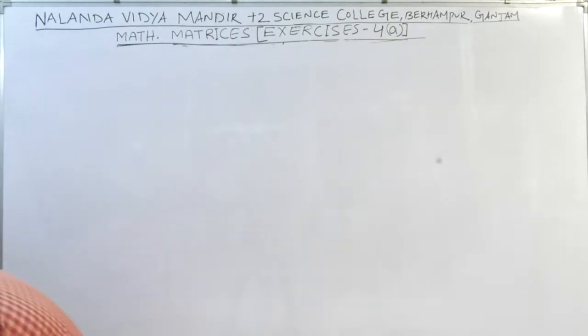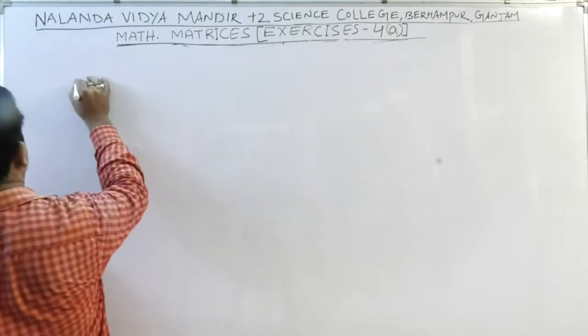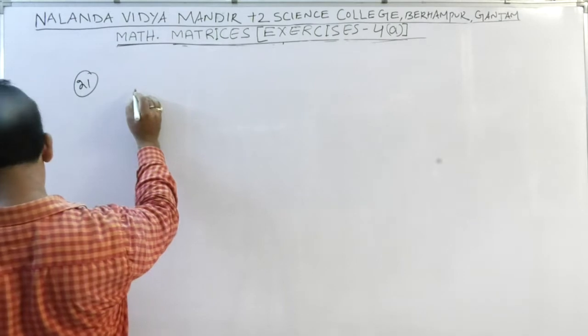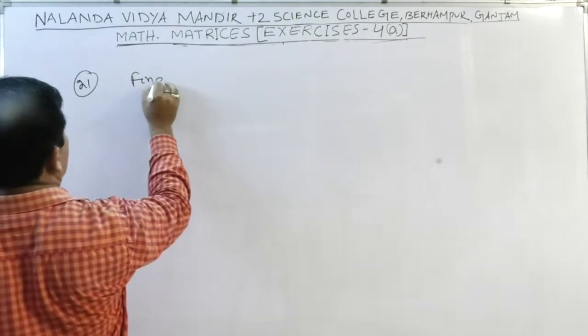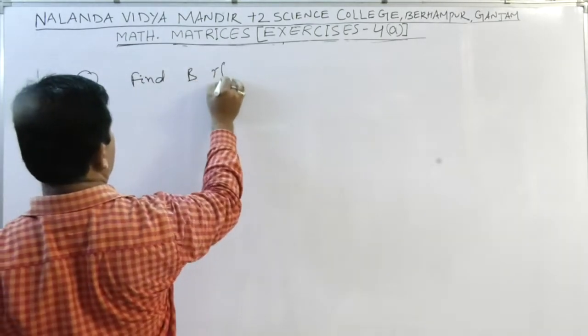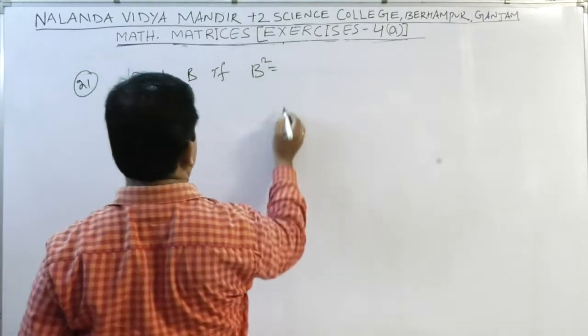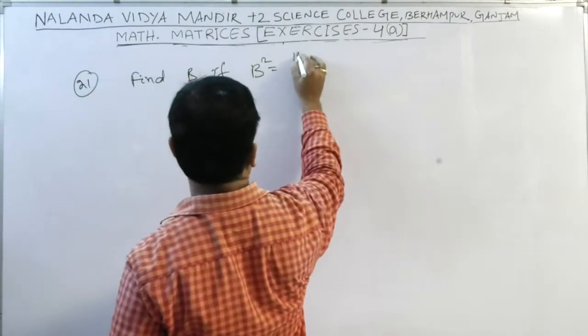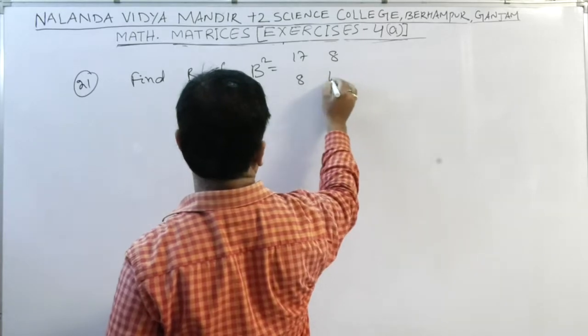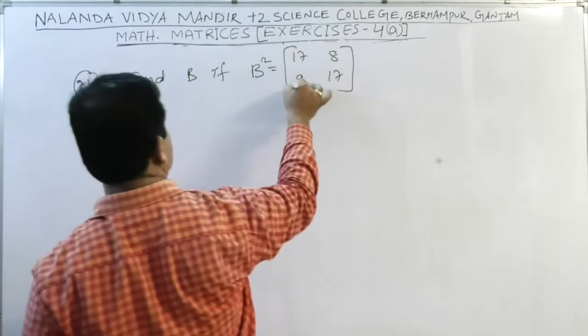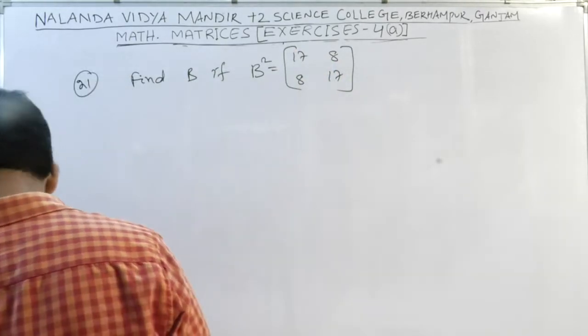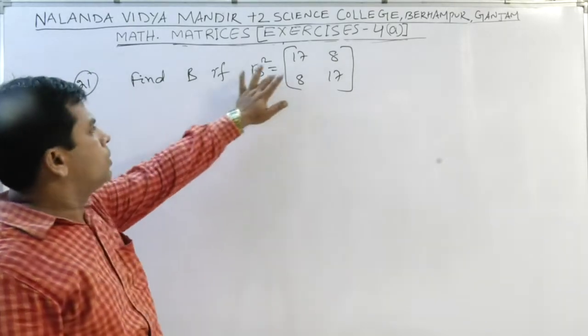Now question number 21. Find B if B square is equal to [17, 8; 8, 17]. Okay, this is very, very important. Find B if B square is equal to this.